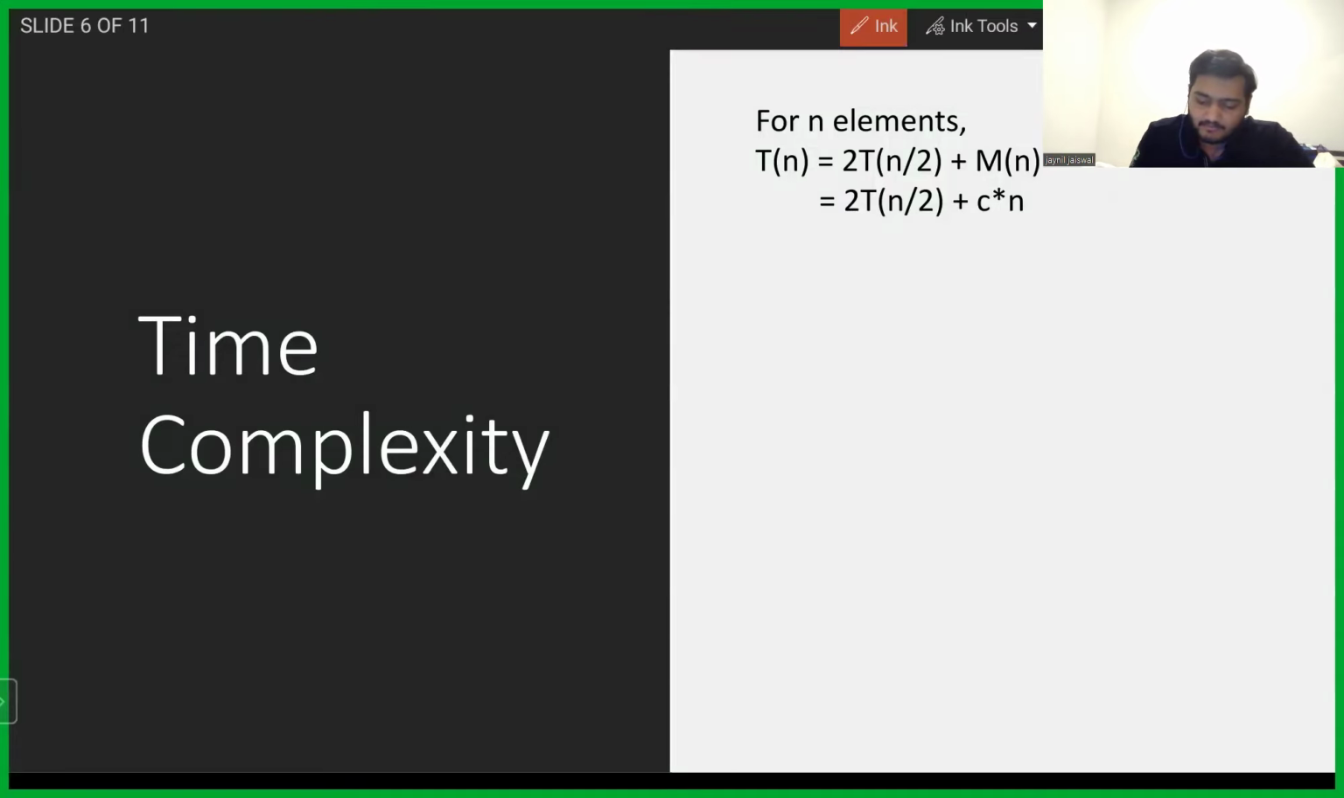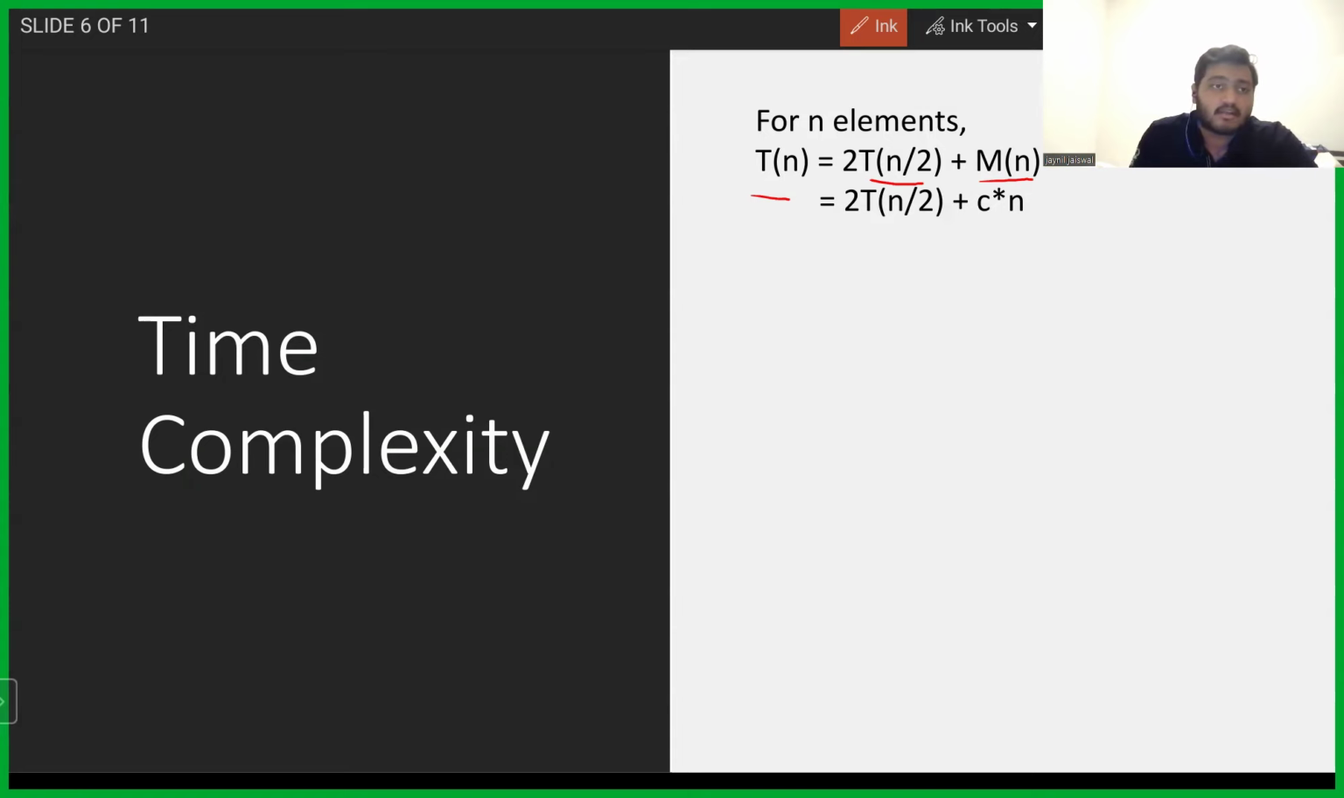For n elements, the total time taken to sort the elements, T of n, is basically the sum of the time taken to sort the subarrays plus the time taken to merge the sorted subarrays. So the time taken to sort each subarray is T of n by 2, whereas the time taken to merge these two sorted subarrays is M of n. Merging the two sorted subarrays can be done in a linear amount of time. Hence, M of n is C times n, where C is some constant.